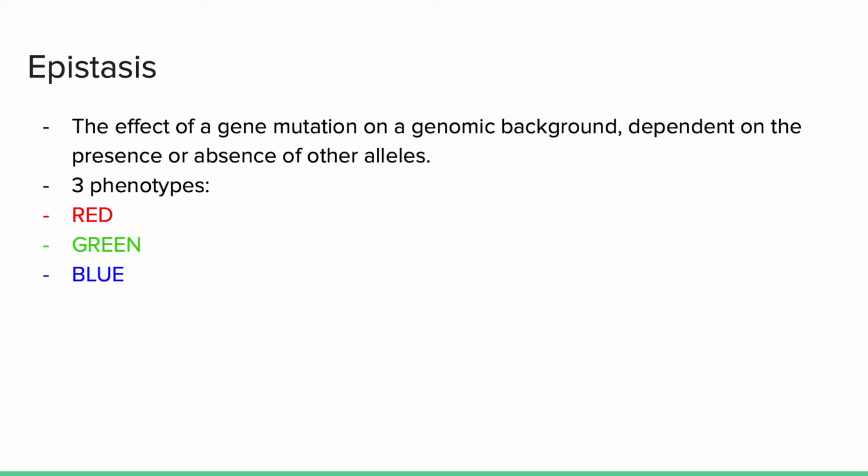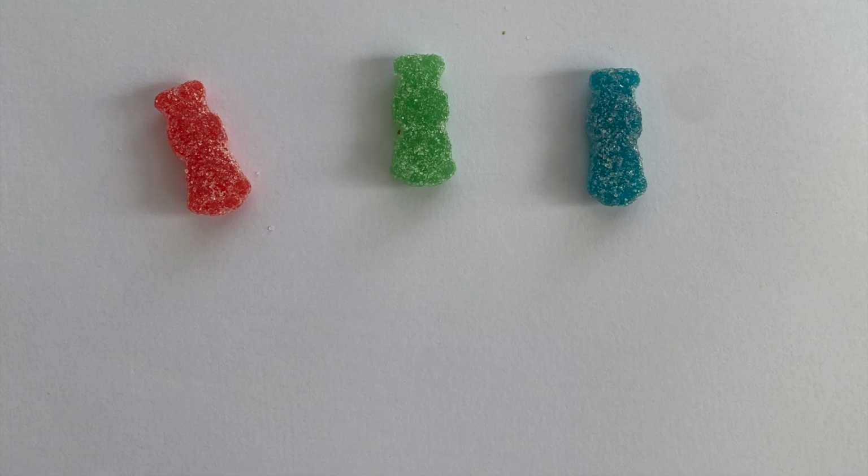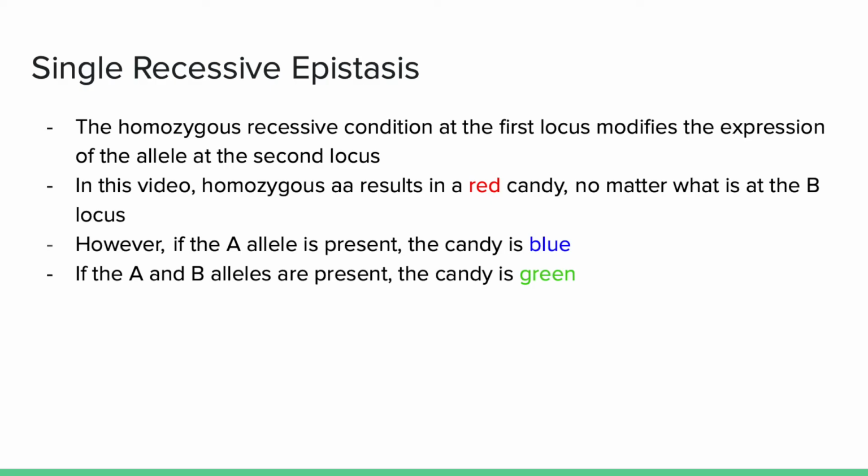In this video, we have three phenotypes: red, green, and blue Sour Patch. We will be looking at two crosses in this video, both of which will be explained in depth later. In both cases, the homozygous recessive a results in a red Sour Patch Kid, no matter what is at the B locus. However, if the big A allele is present with two little b's, we will get the intermediate blue Sour Patch. And finally, we will get a green Sour Patch if there is a big A and big B allele present.